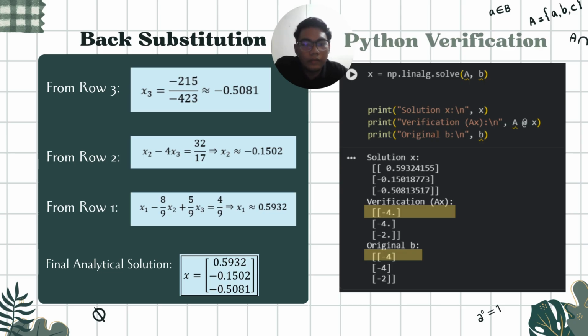Okay, to verify our manual calculation, we use Python. We run this code to function on the same matrix. As you can see in the output, the Python result matches our manual calculation perfectly. We also compute A times x, and it returns the original vector, which is negative 4, negative 4, and negative 2. This mathematically confirms that our analytical solution is correct.